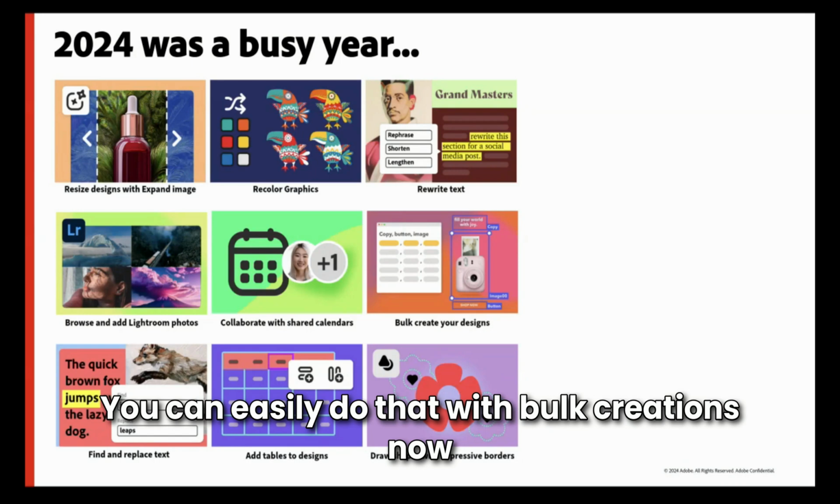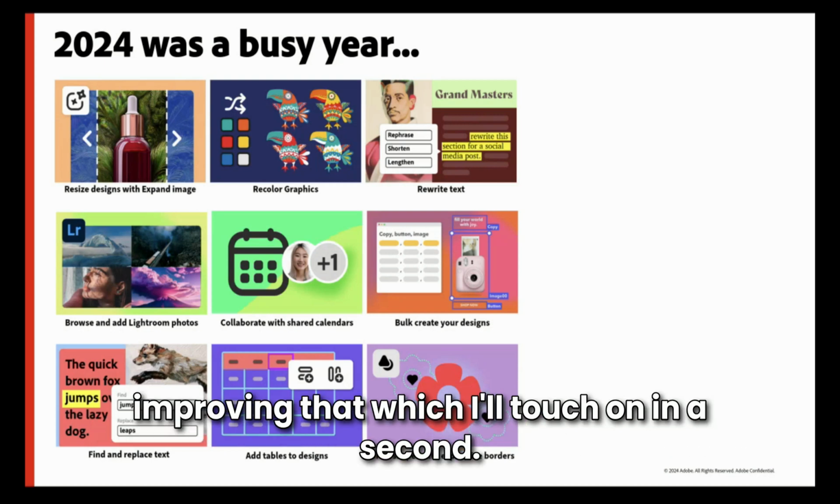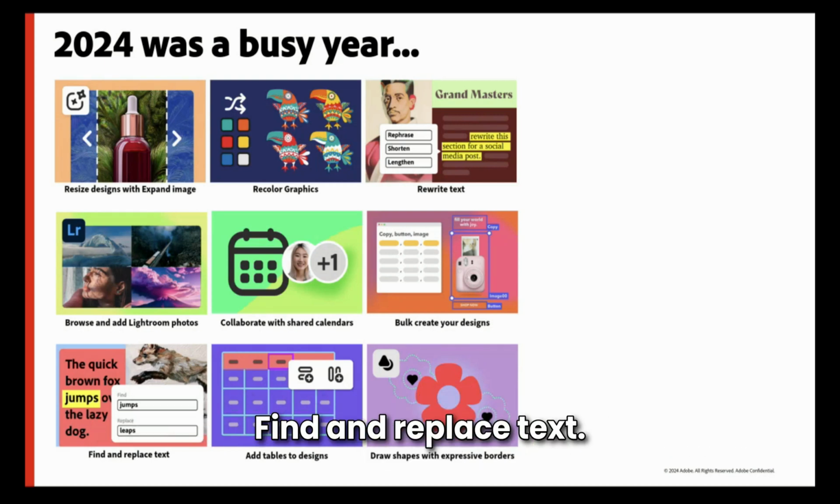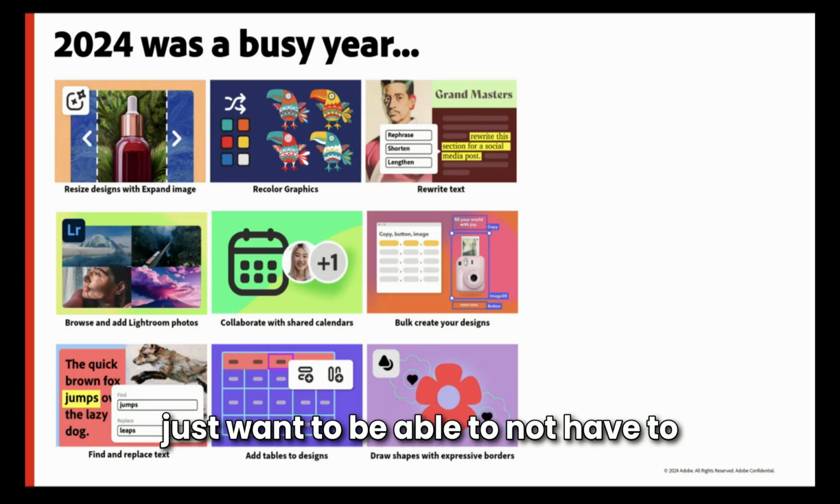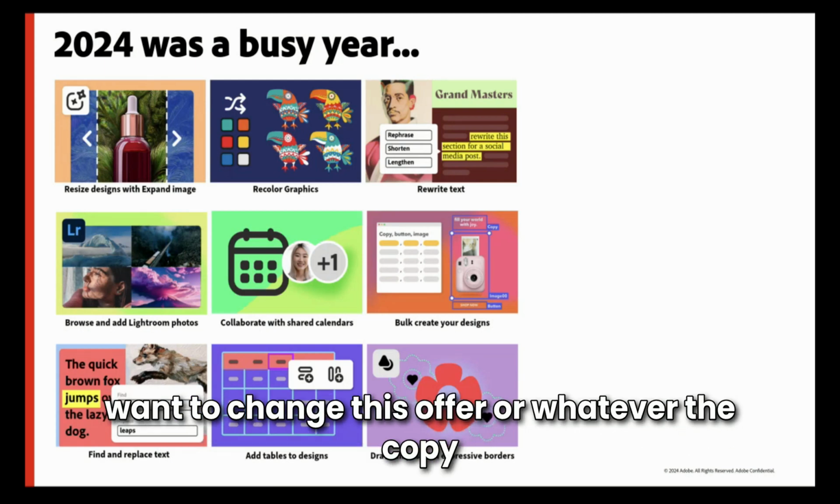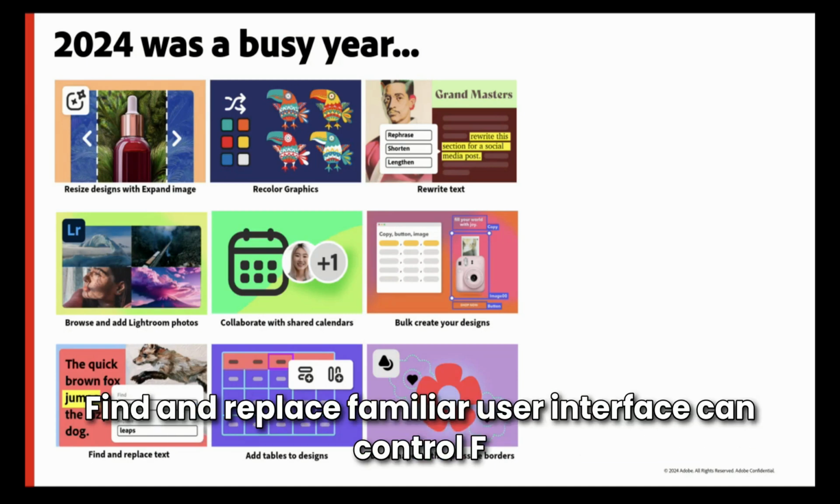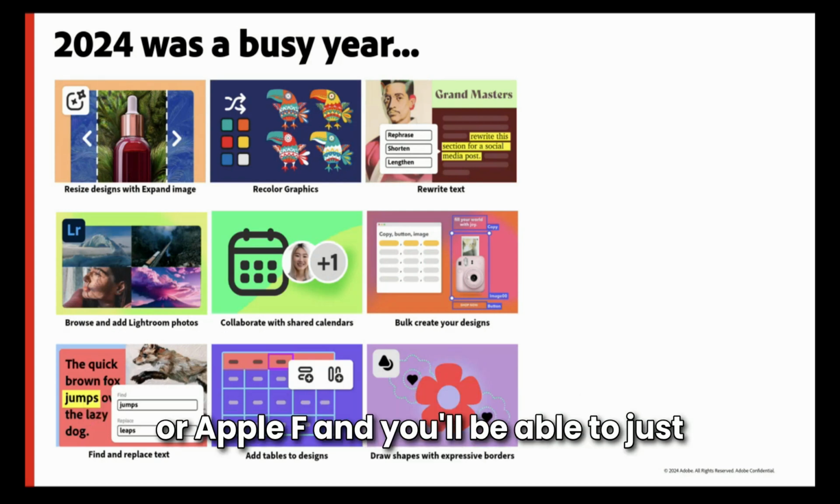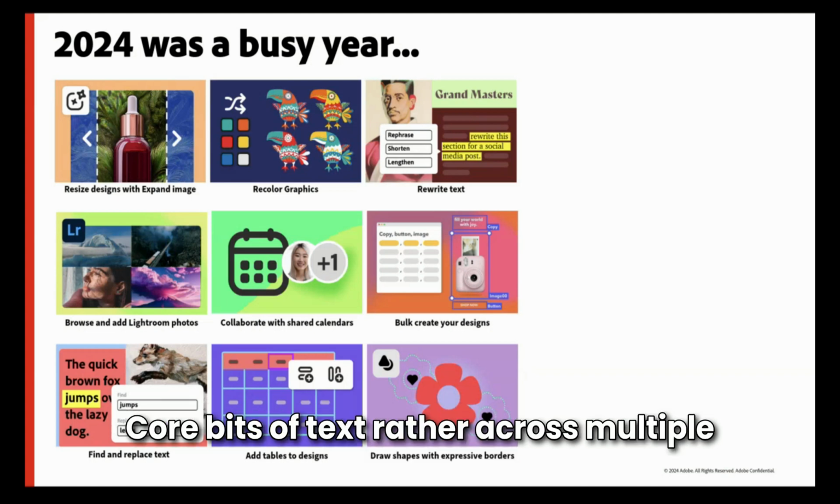You can easily do that with bulk creations now with CSV import, but we're going to be improving that, which I'll touch on in a second. Find and replace text, of course, when you're bulk creating content. Sometimes you just want to be able to not have to flick between the multiple different pages to say, I want to change this offer or whatever the copy is in each of those different pages. Find and replace, familiar user interface, Control F or Apple F, and you'll be able to just go ahead and quickly replace those core bits of text across multiple pages.